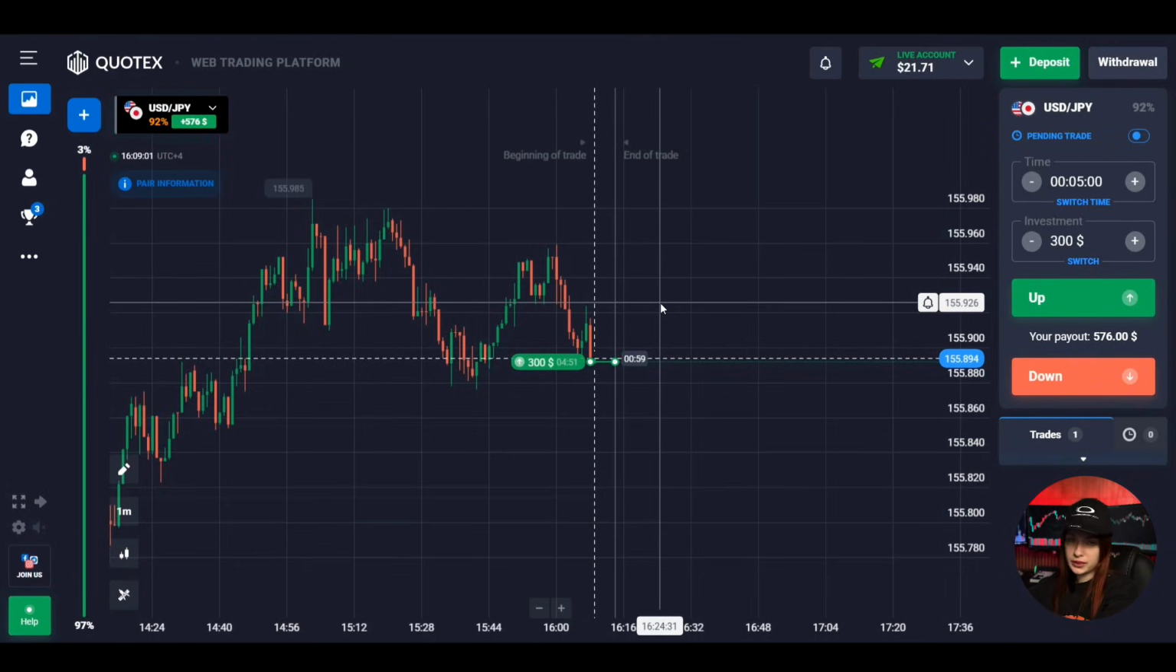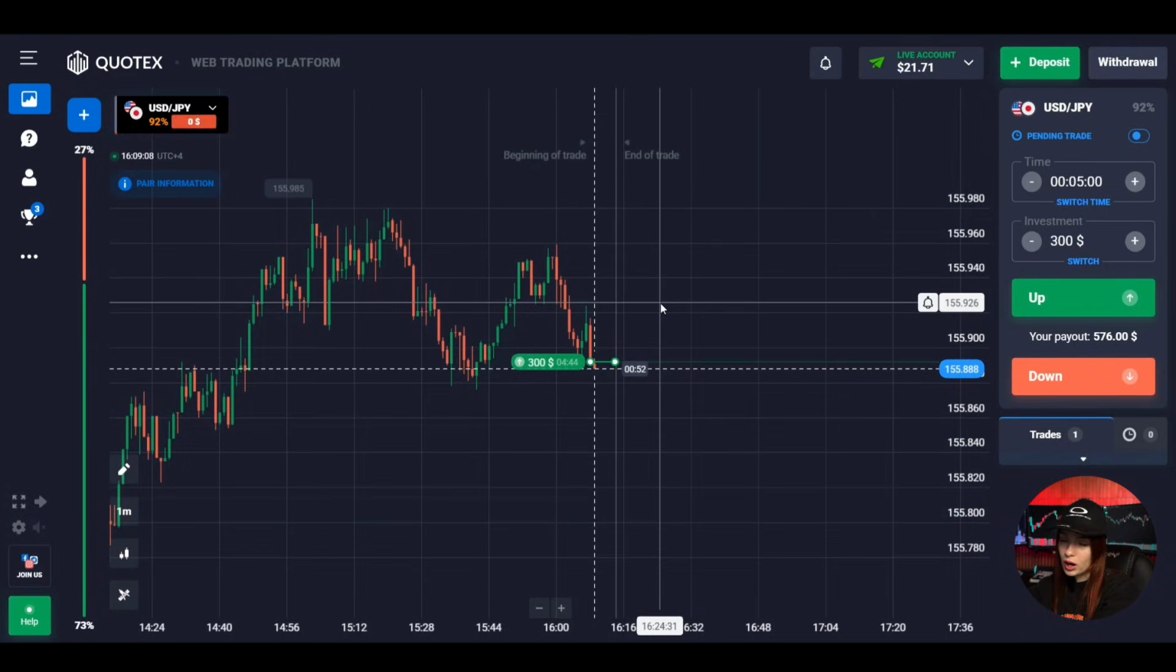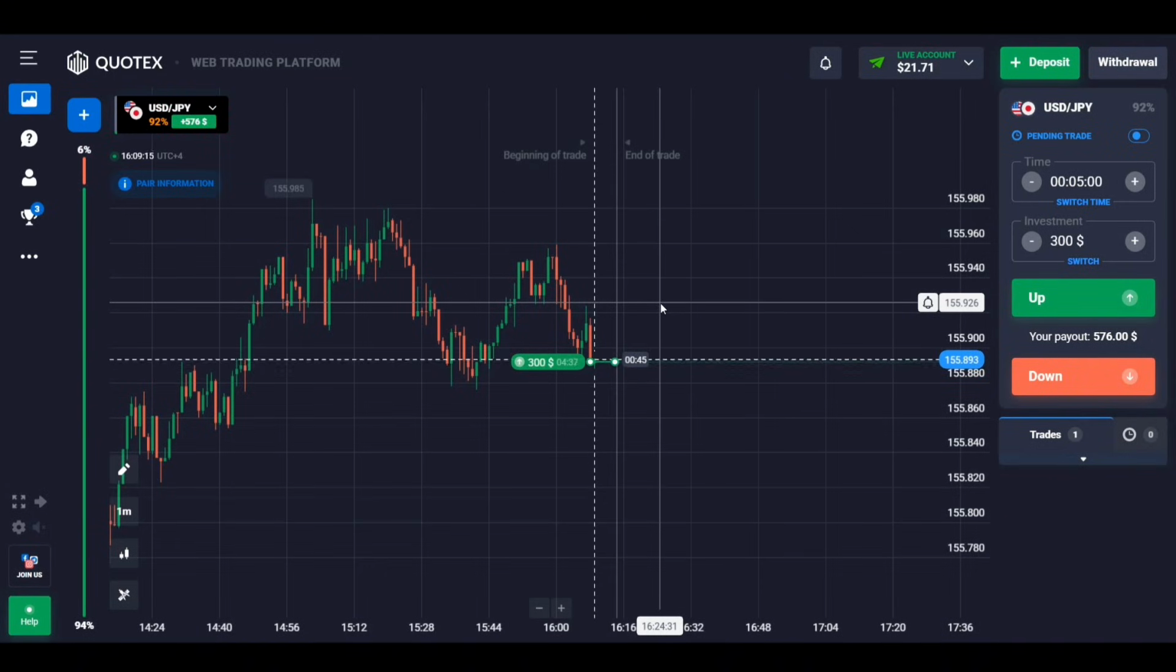It is on this upward movement that we will try to make money. Guys, I think 5 minutes here will be totally enough for us because, as you can see, the price has really great, good potential to go up. So let's wait for the result, guys.